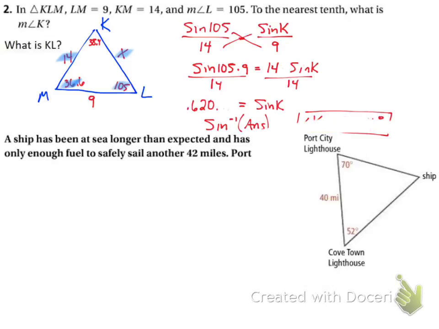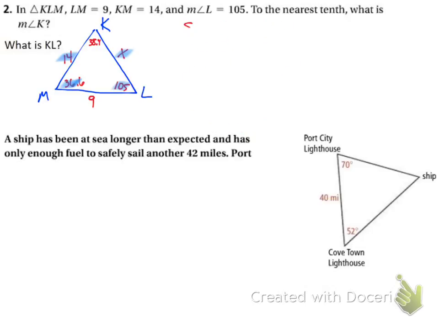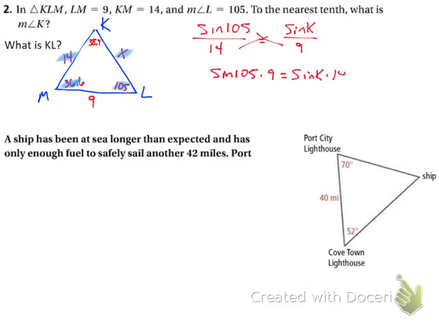And so for the second one, to figure out what that missing side is, I can go same thing, sine of 105 over top of 14 is equal to sine of K over top of 9. Cross multiply, get sine of 105 times 9 is equal to the sine of K times 14, and then divide both sides by 14. Whoops, I screwed that up. I was finding K again, my fault.